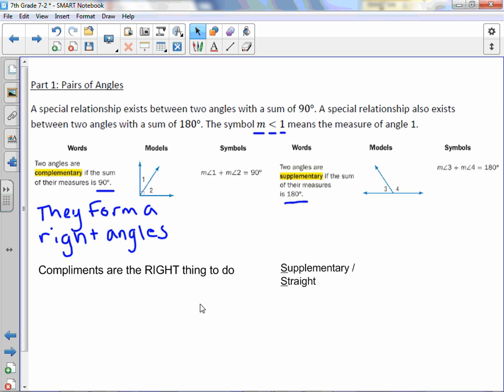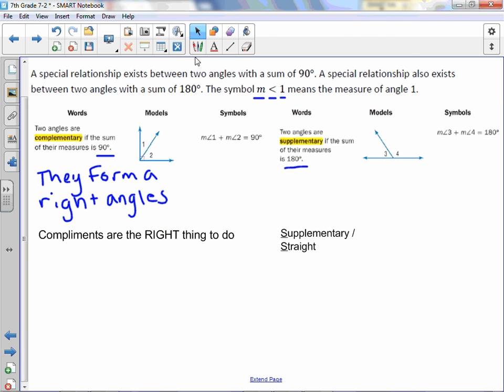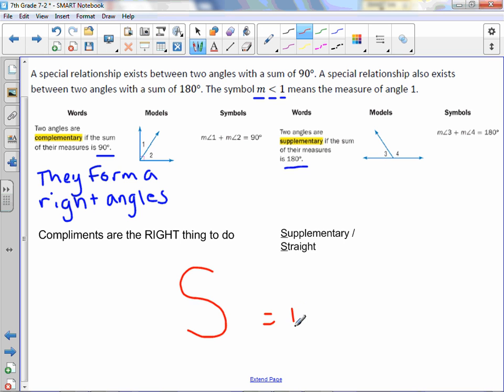However, another way you can remember between the two, and I like this method a little bit better: supplementary starts with an S, and it equals 180 degrees. Half of 180 degrees happens to be 90 degrees. Half of this S is a C. So that's another way you can think of it. The C fits inside of an S, so S must be the bigger amount, and C is the one that's half of it.